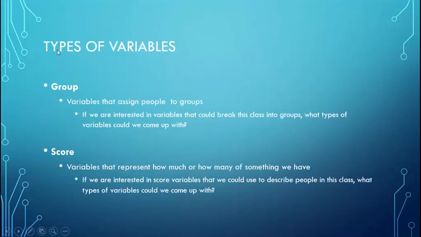Your textbook talks about two kinds of variables. This is important for SPSS, important for understanding what types of statistical tests you will run. You can talk about variables in terms of, are they group variables or score variables? Group variables are variables that assign people to groups. For example, this idea of doing a study on people who take a test on white paper versus blue paper. That would be a group variable. People are in one of two groups, blue or white.